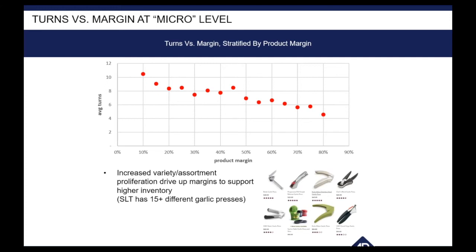Another reason that explains why lower margin and higher turns also go hand in hand is when you have more basic products. The classic example is toilet paper. Every retailer will sell a lot of toilet paper, very high velocity item, but they're all very low, generally speaking, all very low margin. There's a lot of competition.